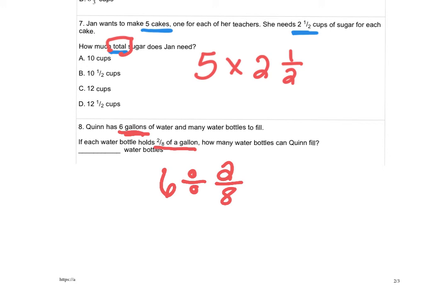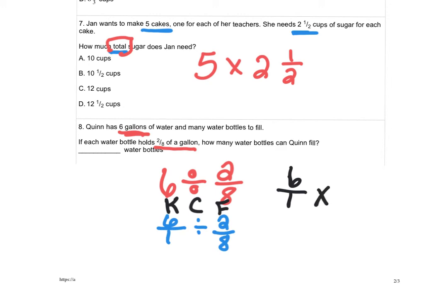6 divided by 2/8. Don't forget, 6 over 1 divided by 2/8. Now when you're dividing, remember that saying, keep, change, flip. So you're going to keep 6 over 1. You're going to change division to multiplication and flip 2 over 8 to 8 over 2. And then you just multiply straight across and simplify your answer.